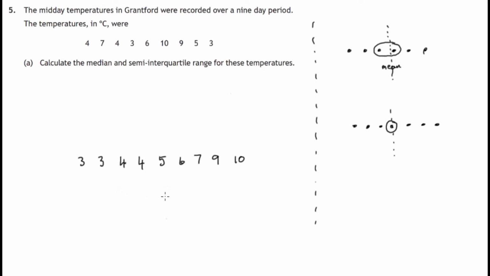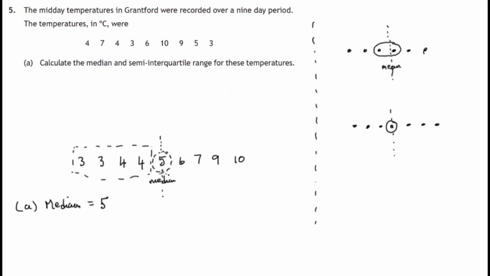And because there's 9 of them, dividing them up into 2 equal groups, we go through the number 5 to do that division. So that would be the median, the middle value. So for part A, we've got the median being 5.